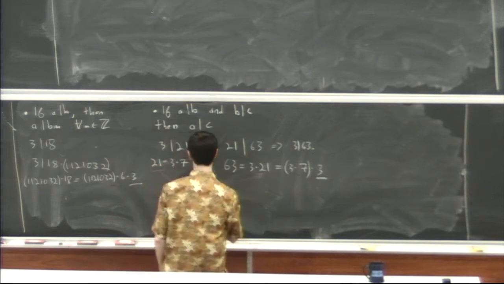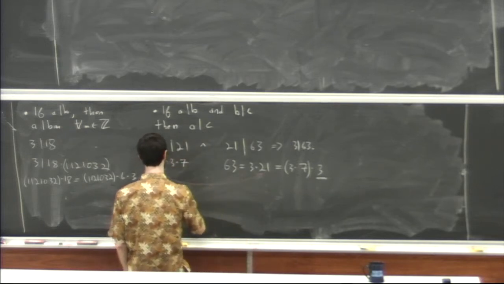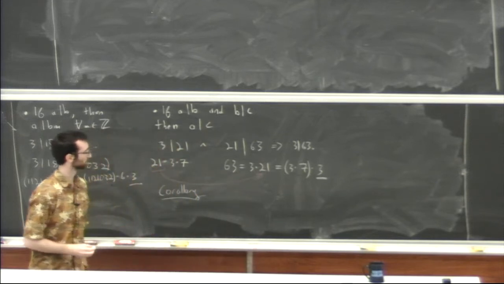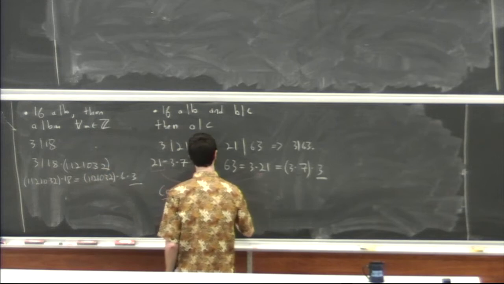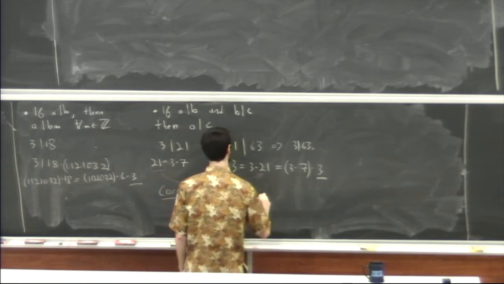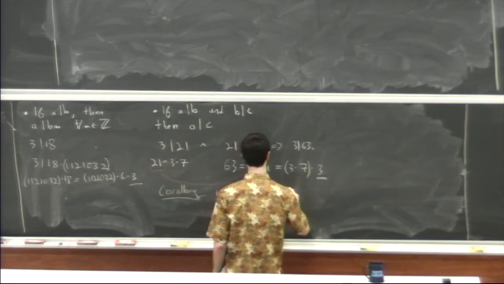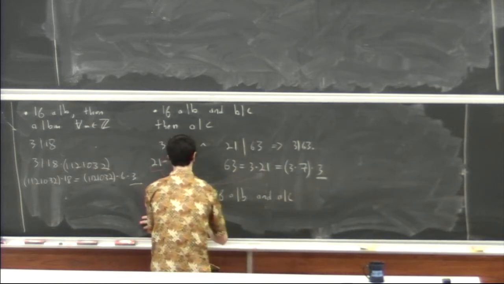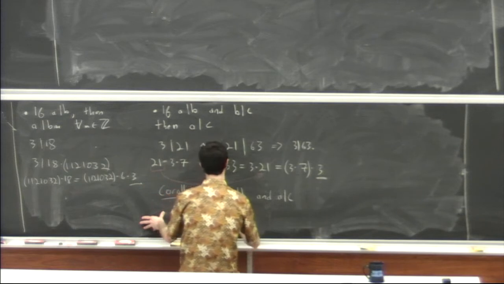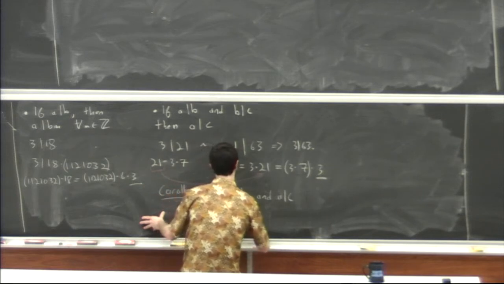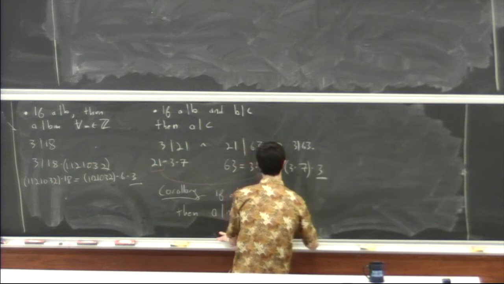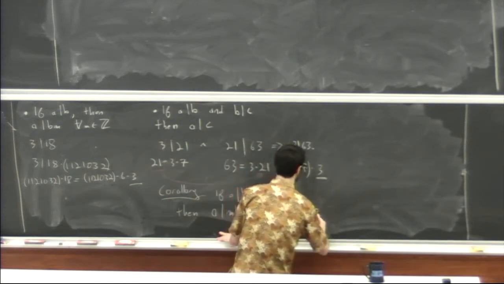As a corollary, this is just a nice corollary to remember. If A divides B and A divides C, then A divides MB plus NC for all M, N in Z.